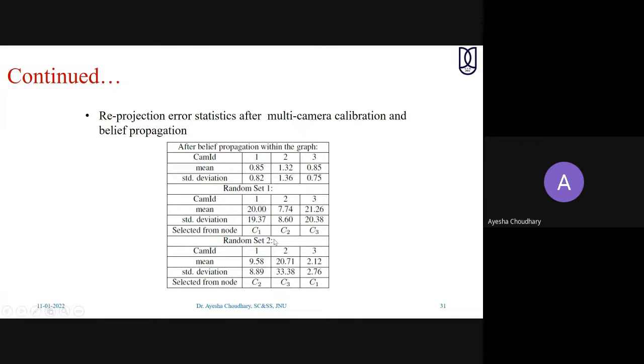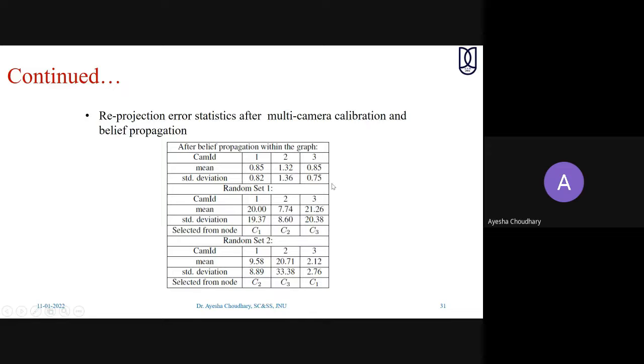Over here, if I just randomly choose camera 1 from one of the graphs, then I get 20 pixels as my mean error in reprojection. But when I do belief propagation, all my cameras in every graph have the same consistent camera matrix, and the error is less than 1 pixel.